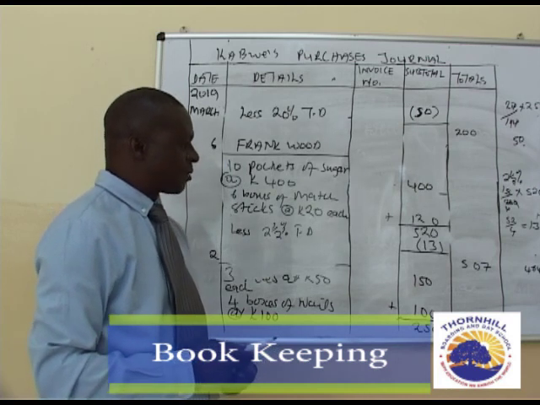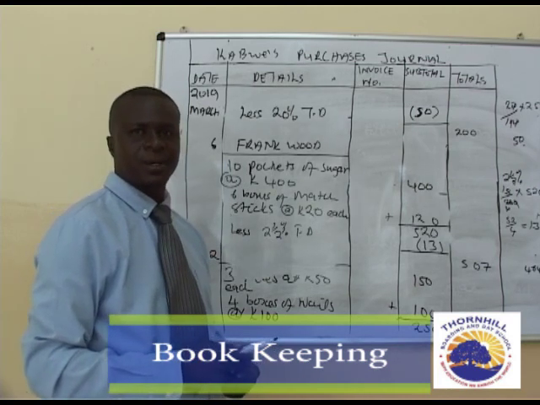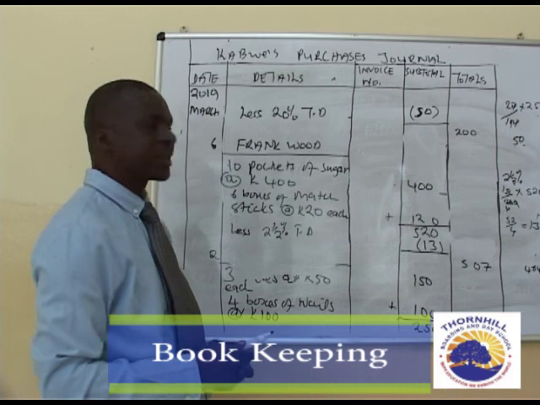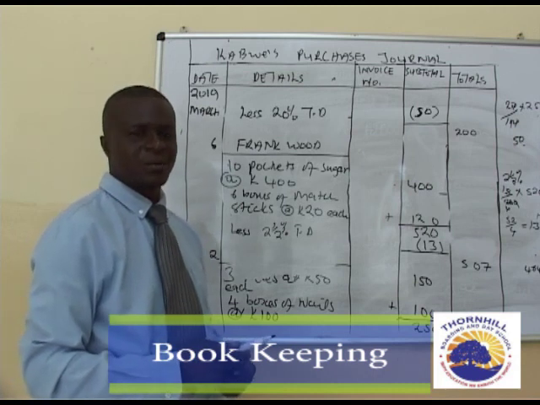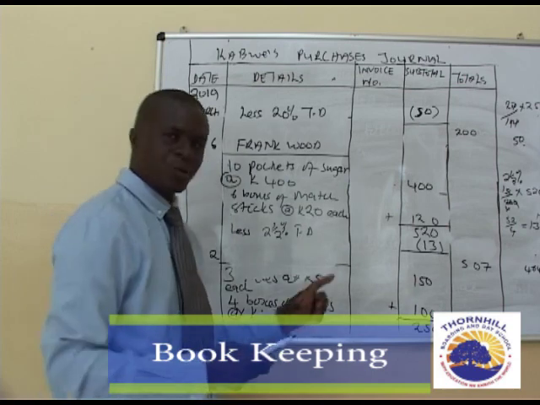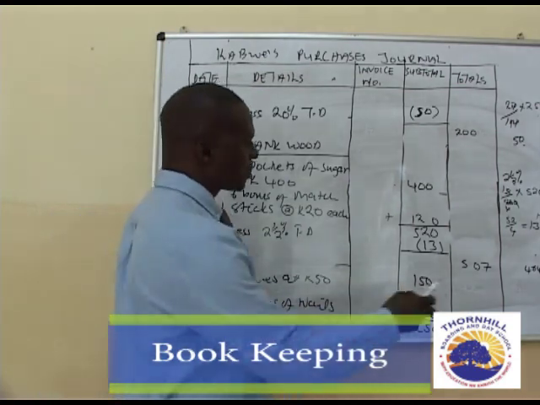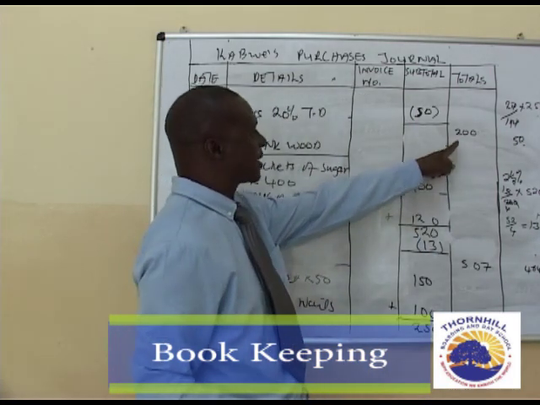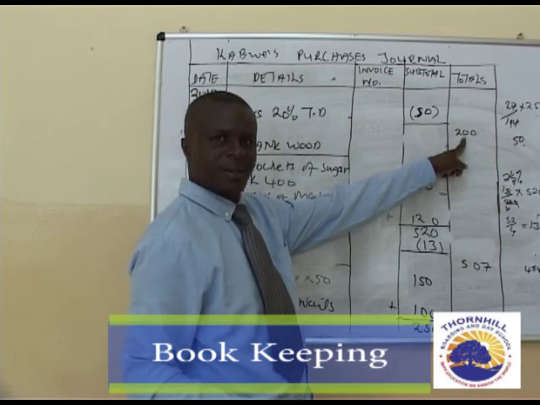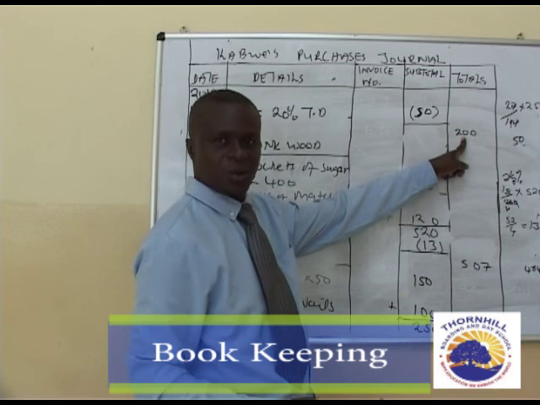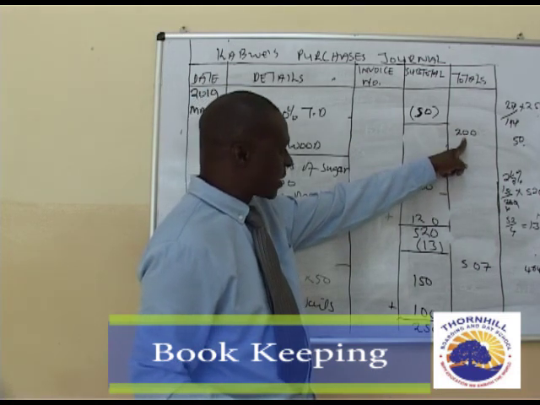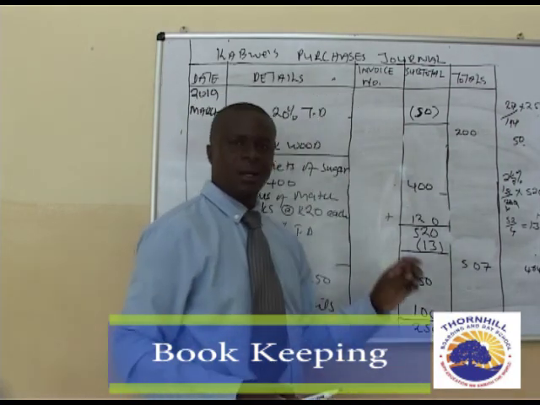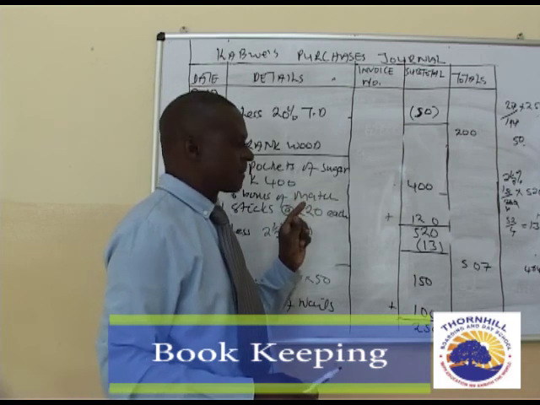Having reached the end of the transactions that we encountered during the month of March, now we need to get the total of this book. We have that total which we arrived at, 4,644. So we are going to add whatever item is in the last column, the totals column. We're going to add that 200 plus 507 plus 4,644, which is on the other side of the board. So we get the total.